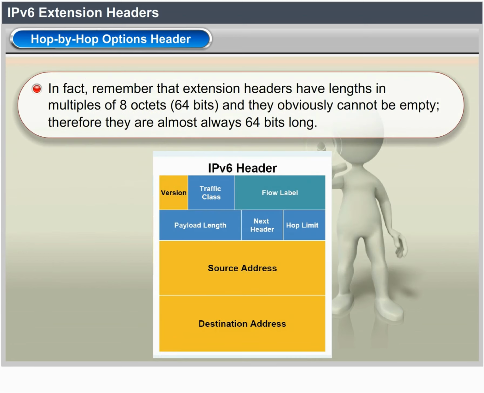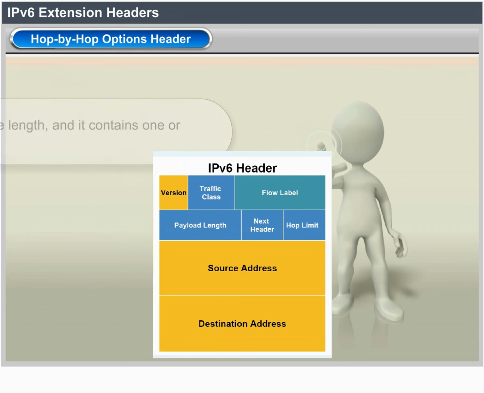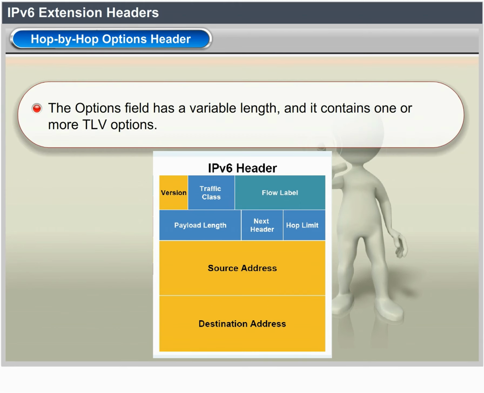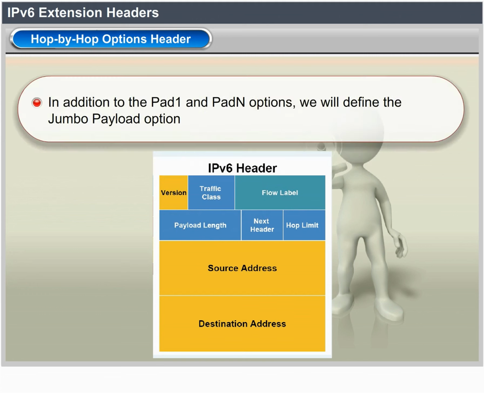In fact, remember that extension headers have lengths in multiples of 8 octets, 64 bits, and they obviously cannot be empty. Therefore, they are almost always 64 bits long. The options field has a variable length and it contains one or more TLV options. In addition to the pad 1 and pad n options, we will define the jumbo payload option.